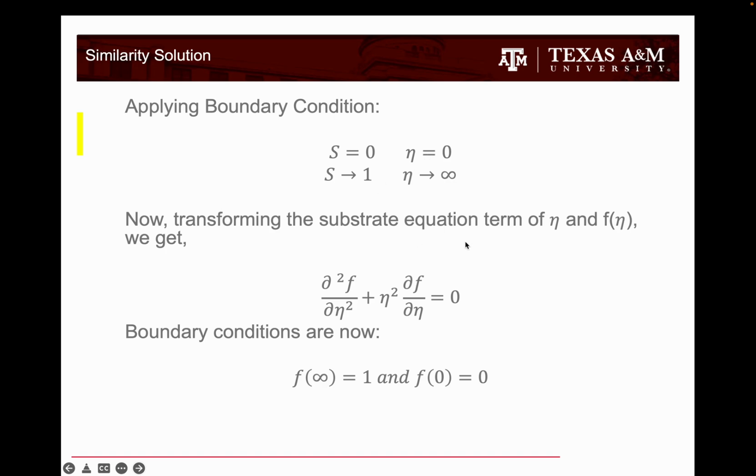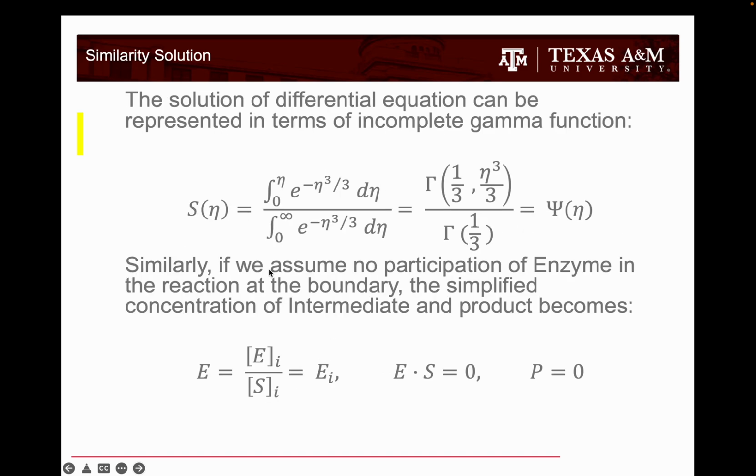Now, applying these boundary conditions and coupling those parameters x and y, we get an ODE in terms of f and eta. And by applying the boundary conditions, we get the differential equation. We solve it, and we get the substrate concentration as a ratio of incomplete gamma functions.